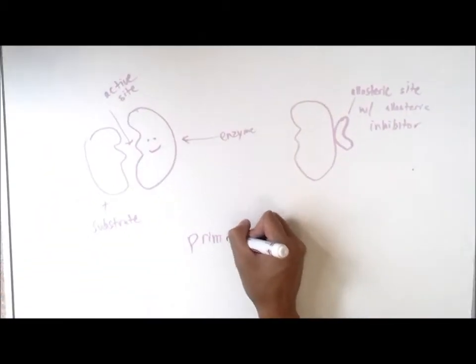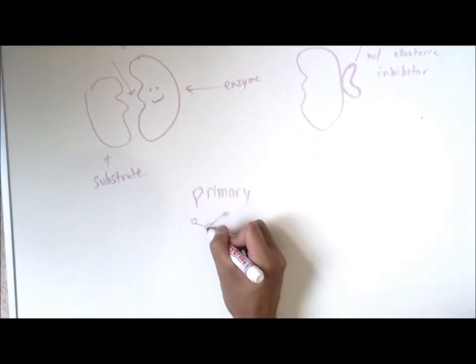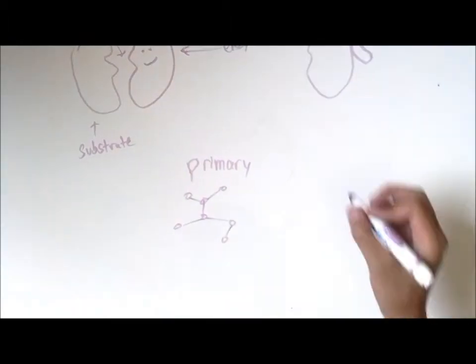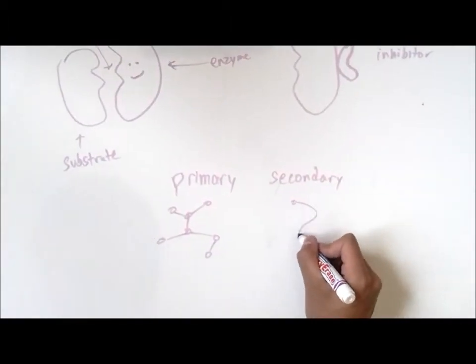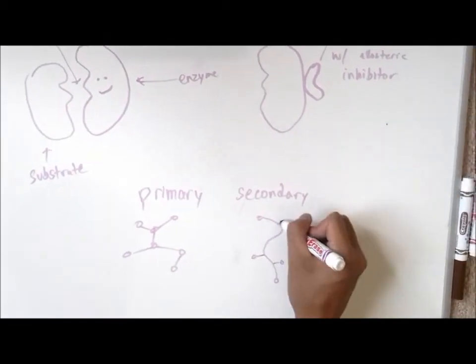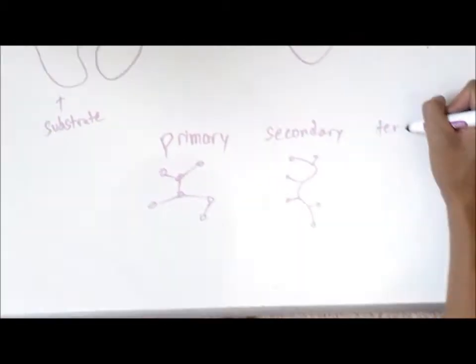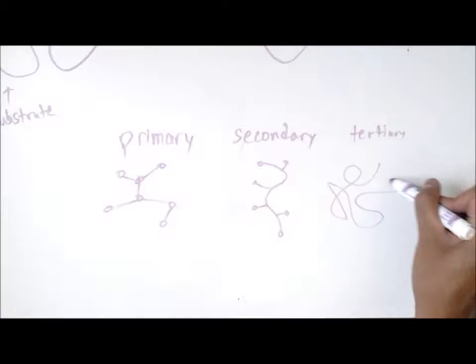Enzymes have four forms. They each have a unique structure. There's primary, secondary, tertiary, and quaternary.